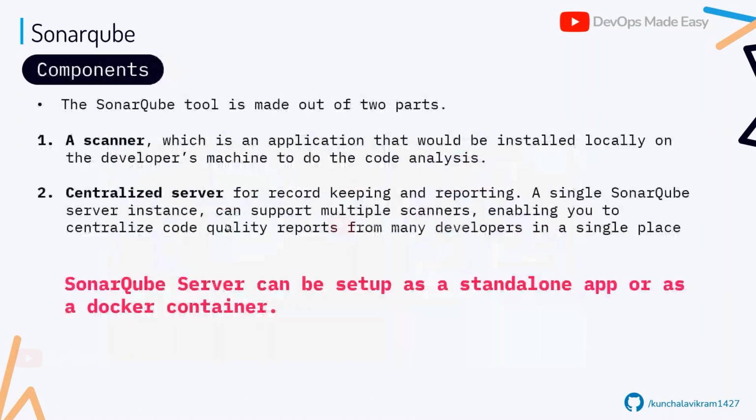Now we said that we have a scanner and the centralized server. The SonarQube server can be installed either as a standalone application or as a Docker container. If you remember Nexus, we just downloaded the tar file and ran Nexus from the bin directory. Similarly, SonarQube also can be installed as a standalone application, or it can run as a Docker container. Basically we run it using a Docker container, so that is the ideal choice.